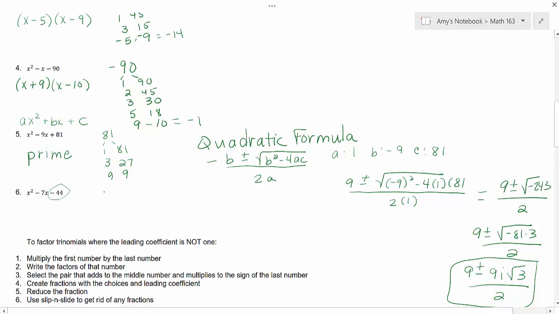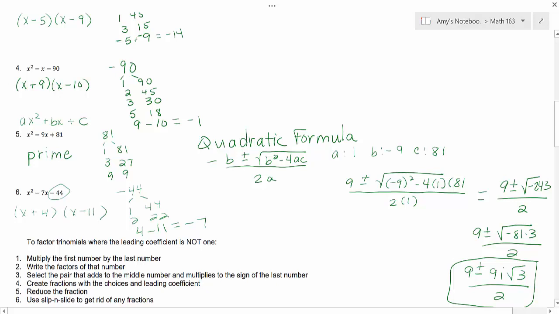All right, here, let's look at -44. Factors of -44. You have 1 and 44, 2 and 22. 44 divided by 3 does not go evenly, but 4 and 11. And I think you can see here that 4 minus 11 would give you -7. So your factors are +4 and -11.